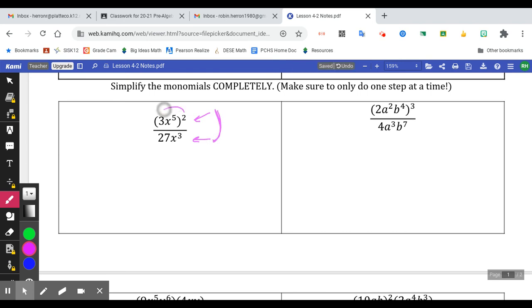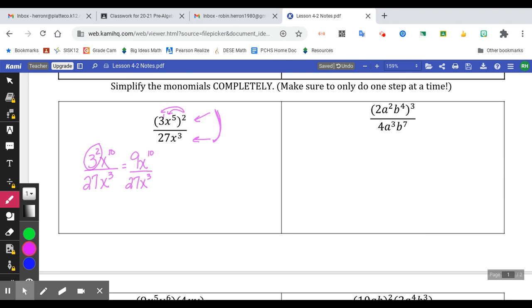So I'm going to take this guy and distribute first to both of these. Remember, it multiplies when it's a power to a power. So I would have 3 squared x to the 10th over 27x to the 3rd. Now, I can still solve this little part, right? So this would be 9x to the 10th over 27x to the 3rd.